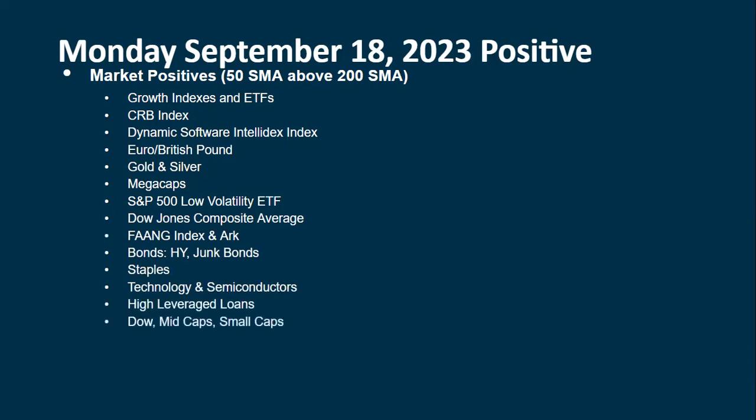High leverage loans, the Dow, mid caps and small caps, the NASDAQ and NASDAQ 100, the NYSE Composite, all stocks, and emerging markets. And we're getting close with emerging markets. That might cross over negative if we see more weakness.